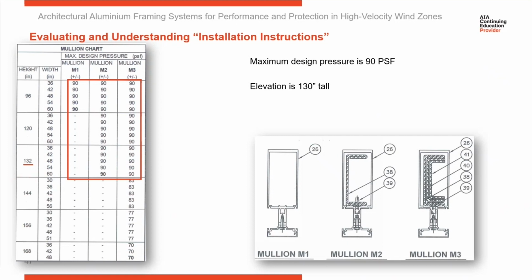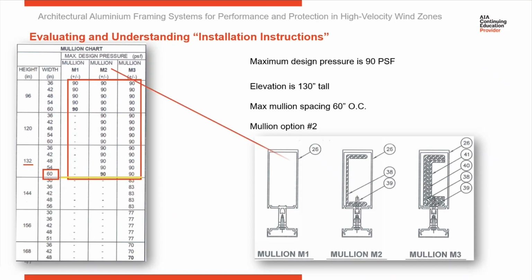Now we're going to look at what the mullion spacing is. Our mullions in our example are 60 inches on center. So we're going to find 60 here in the width and then come across here. We see we have two mullion options. We can use mullion option 2 or 3.